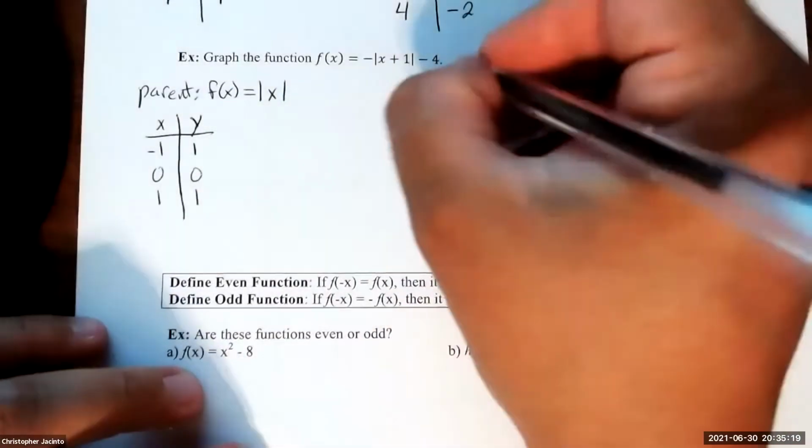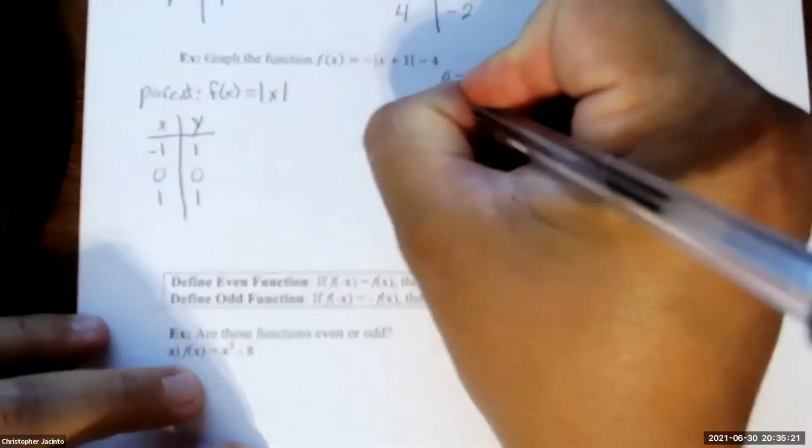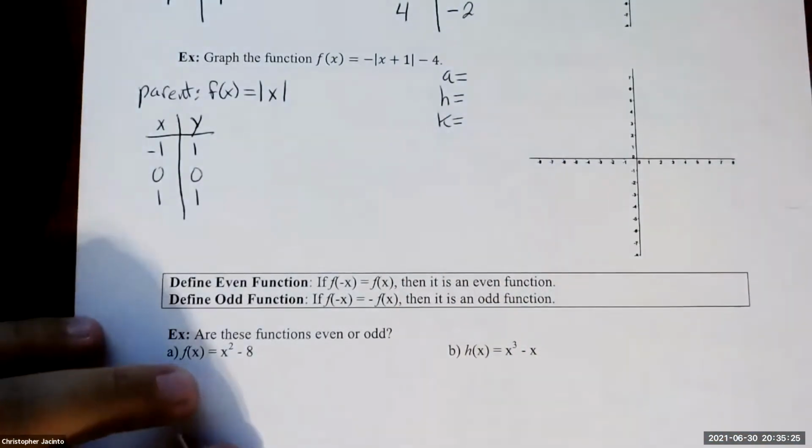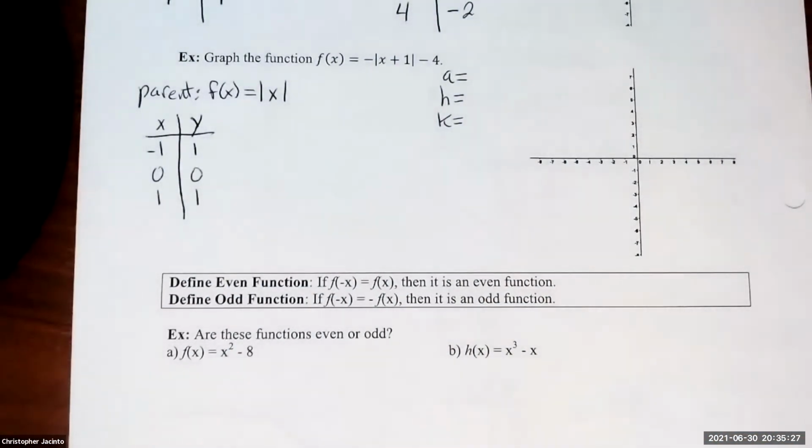Now, what I want you guys to do for your extra credit opportunity is find the 3 numbers we have here. So what is your A, H, and K? Go for it. Just put it in the chat.